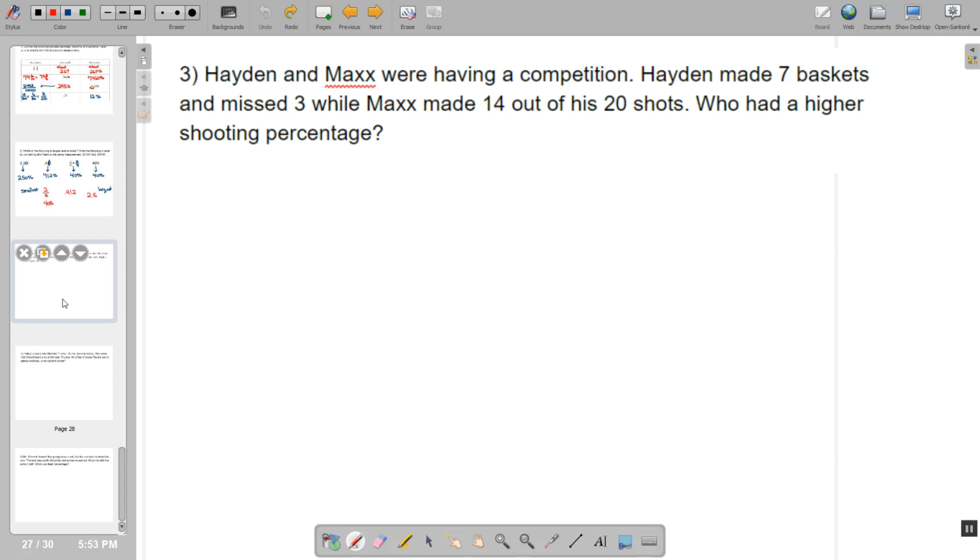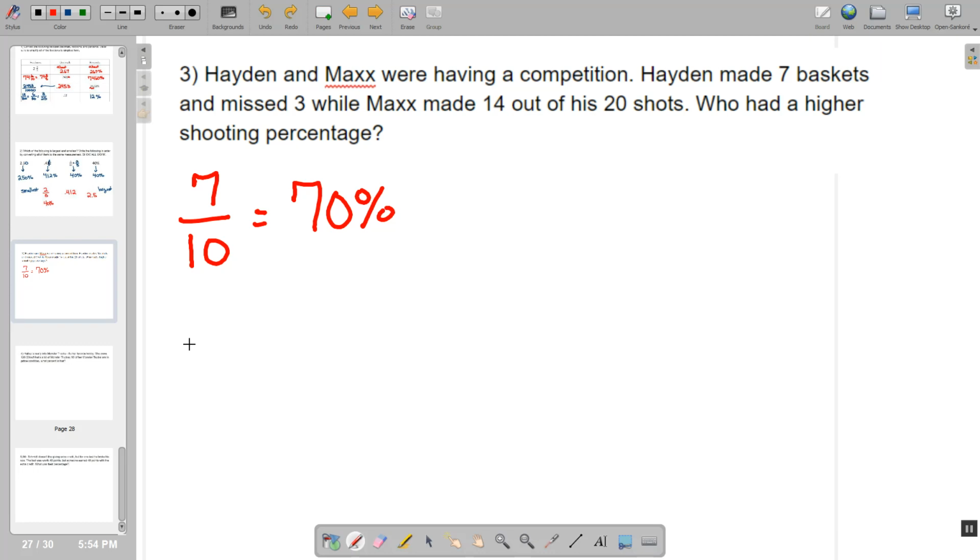Hayden and Max were having a competition. Hayden made 7 baskets and missed 3, while Max made 14 out of his 20 shots. Who had a higher shooting percentage? So Hayden made 7 and missed 3, which means that he shot 10 total. That is 70%, because this would be 70 100ths.